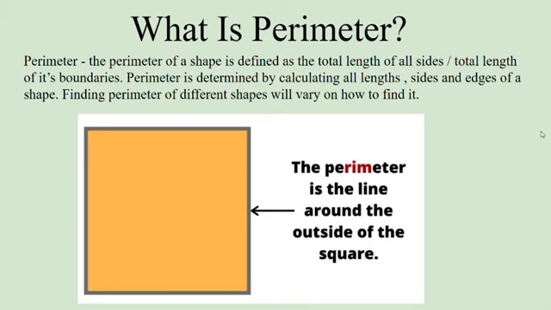What is perimeter? Perimeter of a shape is defined as the total length of all sides, or the total length of its boundaries. Perimeter is determined by calculating all lengths, sides, and edges of a shape. Finding the perimeter of different shapes will vary on how to find it.